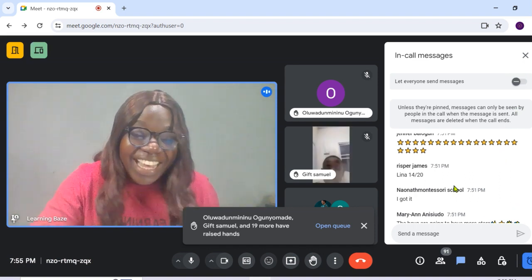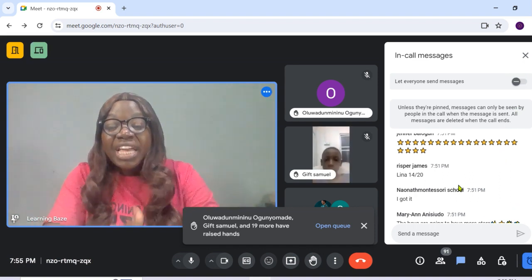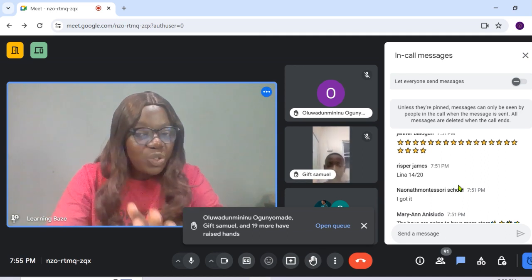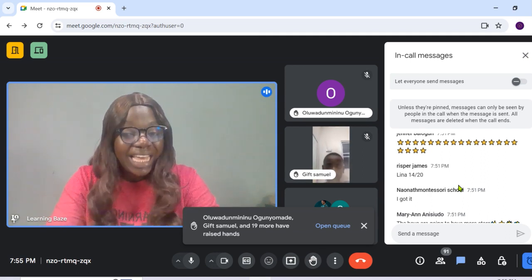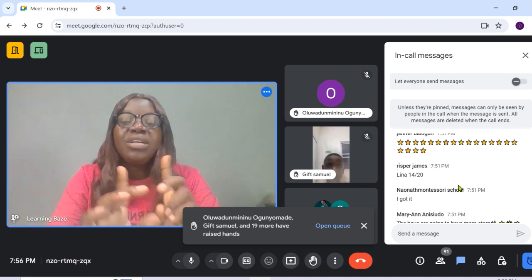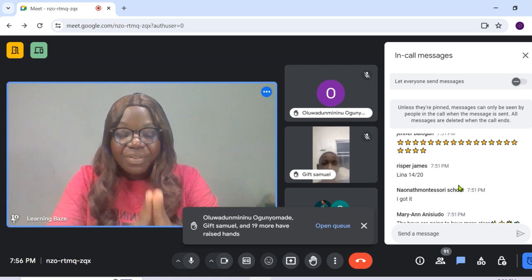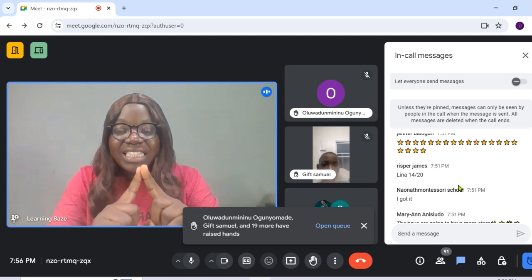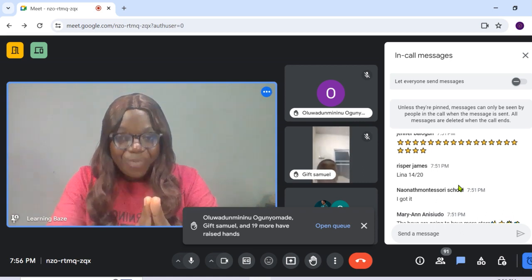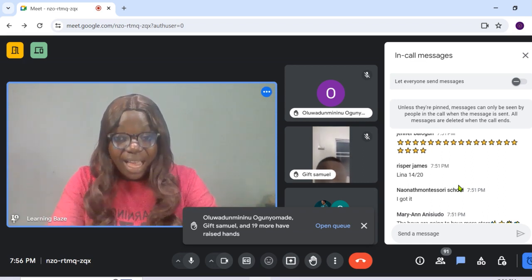Okay, so let's see who's going on with 20 stars. If you are right, you have 20 stars. So the answer to 35 times 11 is 385. If you got it right, you have 20 stars.